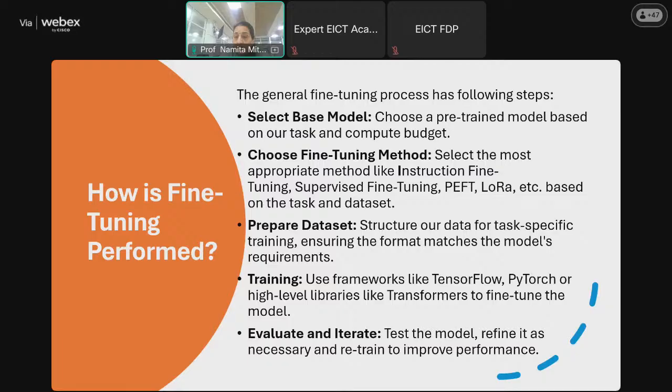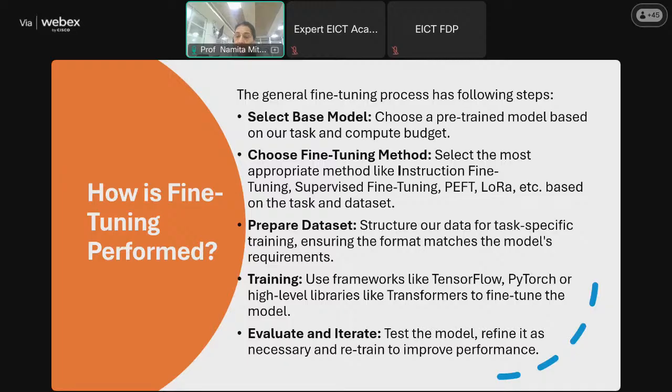Then training: we need to train again on the same model which we have chosen as a base model. We can use TensorFlow, PyTorch, or high-level libraries like transformers to fine-tune the model. Then evaluate and iterate. Those who are MTech students may practice it, and in today's session, we will be doing it to showcase to you.